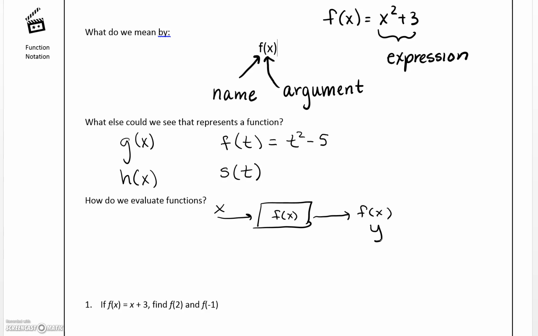So to evaluate functions, if we're given the function I talked about up there, f of x equals x squared plus 3, and we want to evaluate it, say at f of 2, well, what this means is wherever there's an x, put in a 2. So we would say 2 squared plus 3, and then we would evaluate that. So 2 squared is 4, plus 3 is 7.